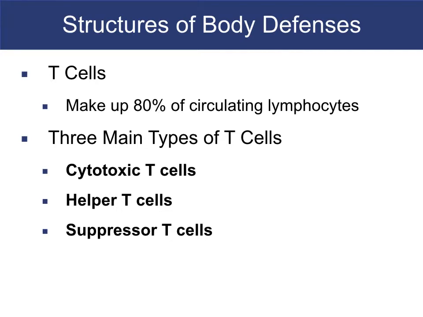T cells make up about 80% of your circulating lymphocytes, so most of the lymphocytes that you have are T cells. They split this up further. I'm not going to make a big deal of it. I'm just going to mention these because you'll hear these words. Cytotoxic T cells are T cells that are made to kill toxic cells. They have helper T cells, and they have suppressor T cells that suppress different kinds of problems.